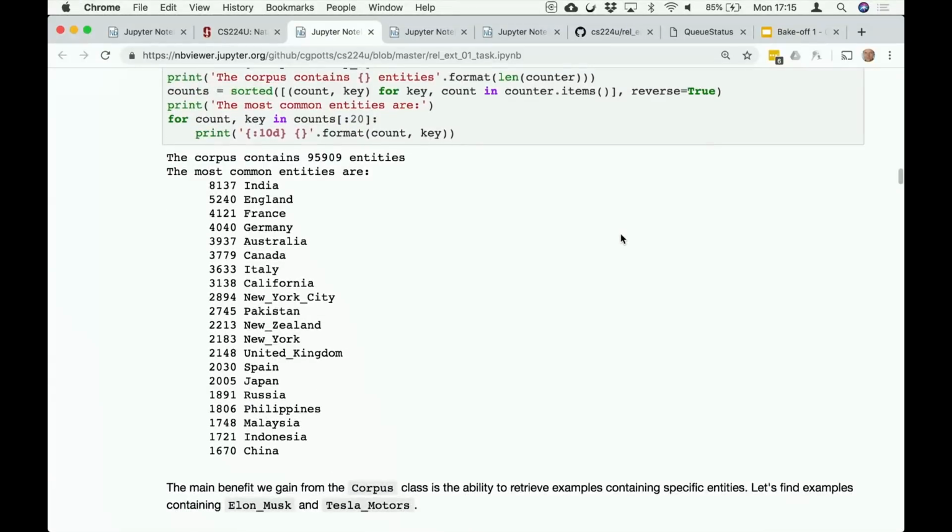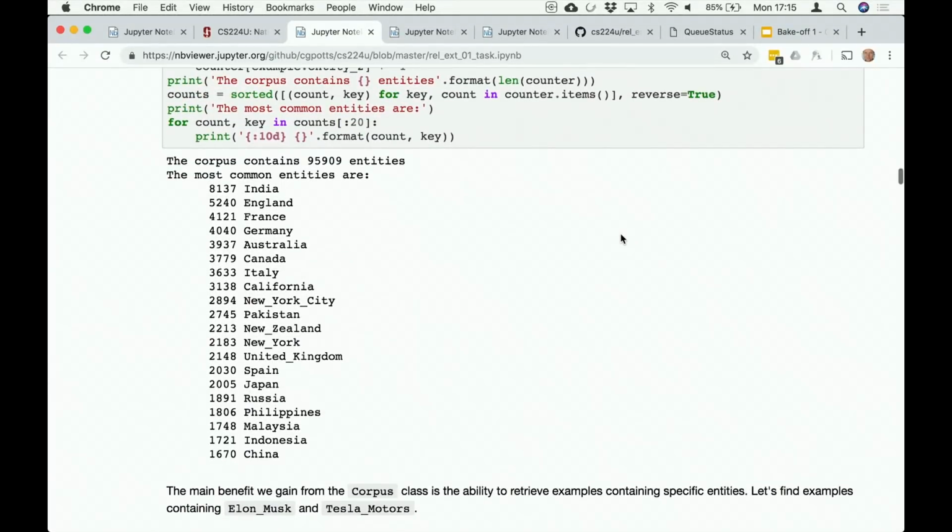We wrote a little bit of code to extract all the entity mentions and then count them up. And so here's a list of all the entities by frequency. There's a lot of geography things. In fact, looking at this list, you might think that it was only geography. That's not actually the case, but it certainly looks that way right here.